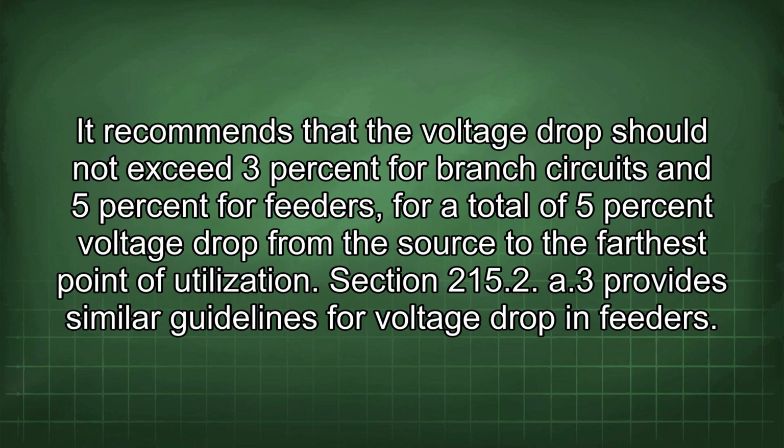It recommends that the voltage drop should not exceed 3% for branch circuits and 5% for feeders, for a total of 5% voltage drop from the source to the farthest point of utilization. Section 215.2(A)(3) provides similar guidelines for voltage drop in feeders.